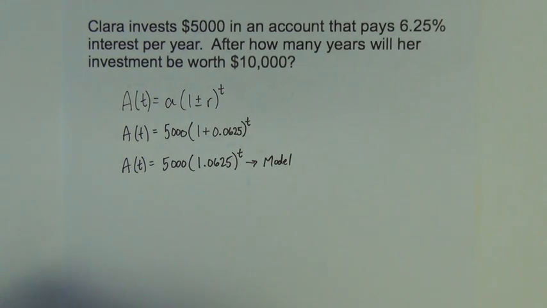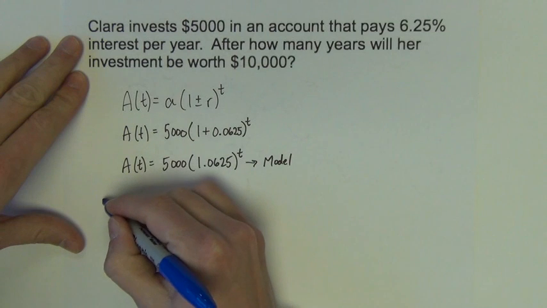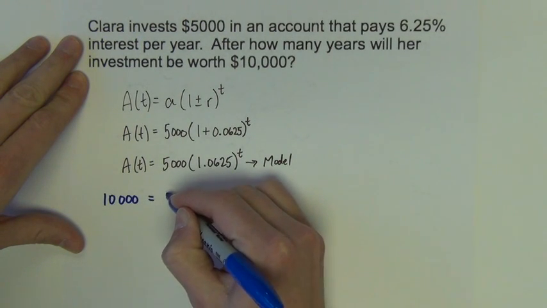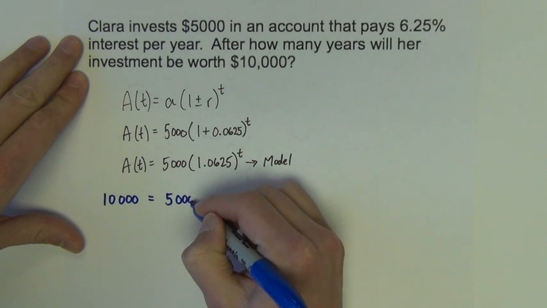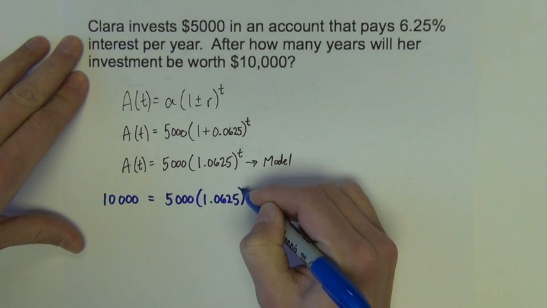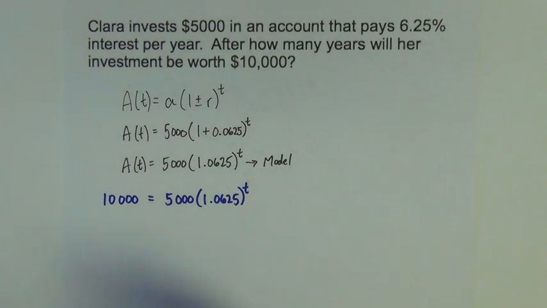Now this particular problem is not giving us a specific amount of time. It's giving us an ending amount of dollars. We want to know how long did that take. So we're going to rewrite the model now to say our final amount, 10,000, equals 5,000 times 1.0625 to the t.